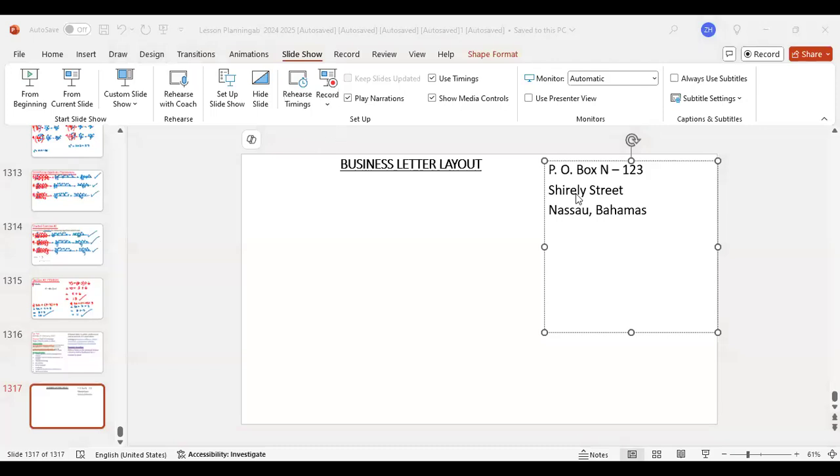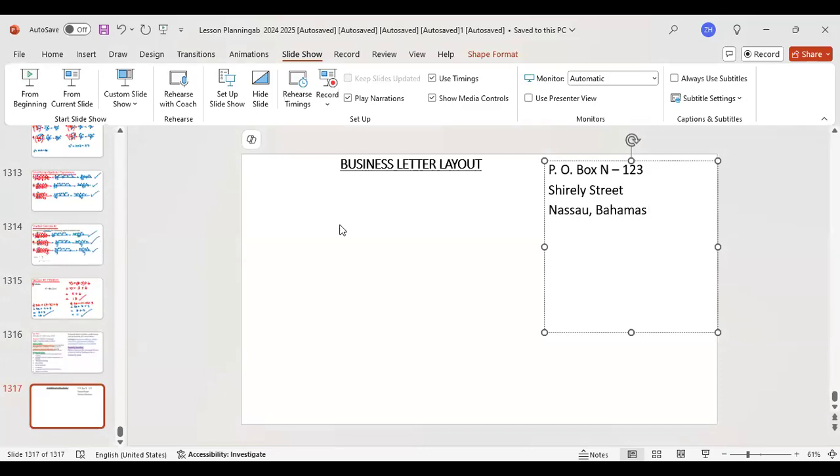All right. So we have, what else do we need? What about Carmichael Road? Carmichael Road, that's fine. But we're using Shirley Street. So P.O. Box, Shirley Street, Bahamas. On the Nassau, Bahamas, you put your Providence? No. Just leave it as Nassau, Bahamas.